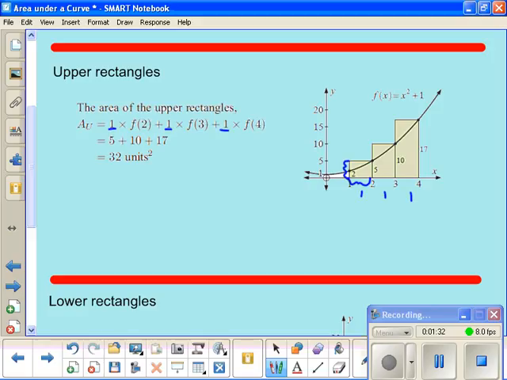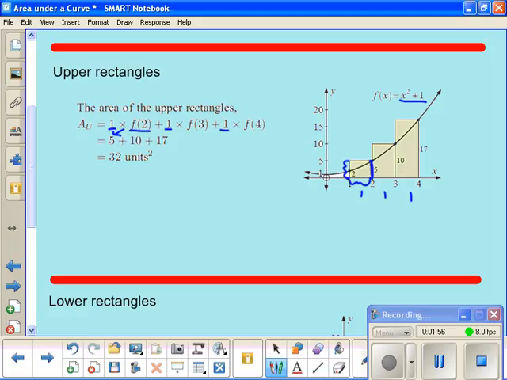Now, what's the height? The height of this one is 5. Well, where did that 5 come from? 5 comes from when I put 2 into the function. So when I put 2 into this function, 2 squared is 4 plus 1 is 5. So that's where the 5 comes from. So this is really 1 times 5, which gives me the 5.